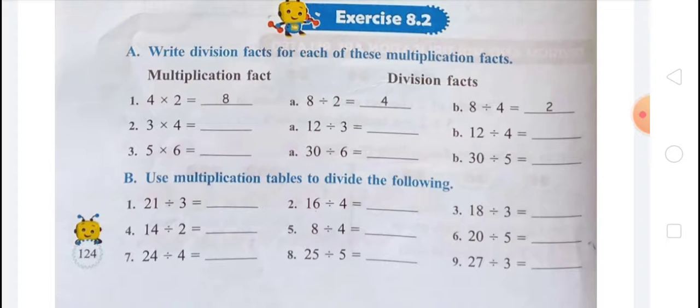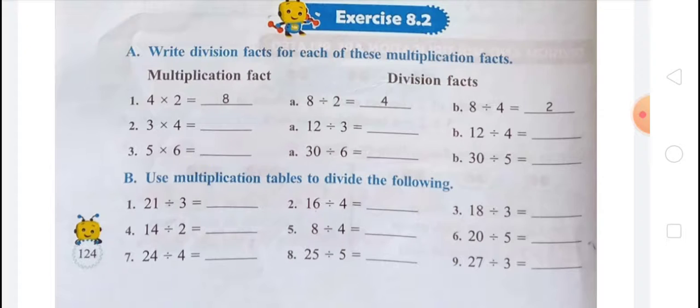B. Use multiplication tables to divide the following. 21 divided by 3: 3 1s are 3, 3 2s are 6, 3 3s are 9, 3 4s are 12, 3 5s are 15, 3 6s are 18, 3 7s are 21. So there will be 7. Second, 16 divided by 4: 4 1s are 4, 4 2s are 8, 4 3s are 12, 4 4s are 16.